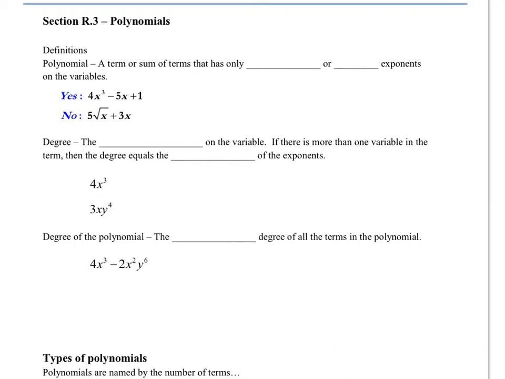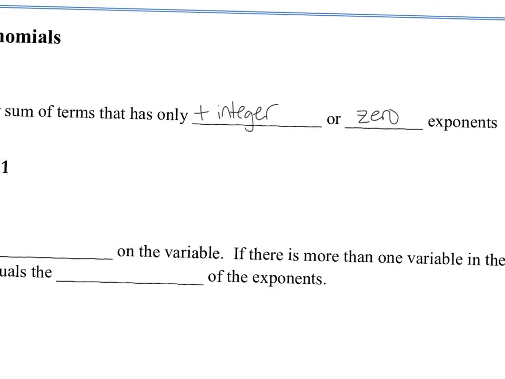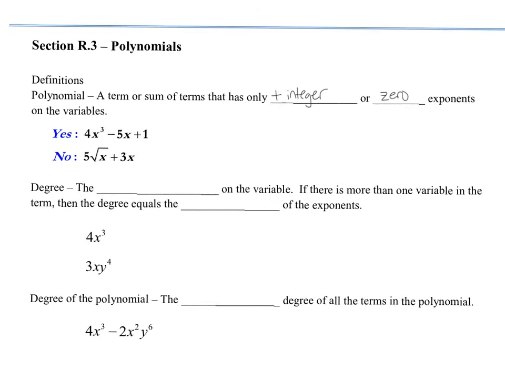First word we're going to talk about is polynomial, and it is a term or sum of terms that has only positive, integer, or zero exponents. Let me zoom in and kind of write this down here. So the first requirement is it has to be a positive integer or zero exponents. Okay, so I've got a couple examples down here.